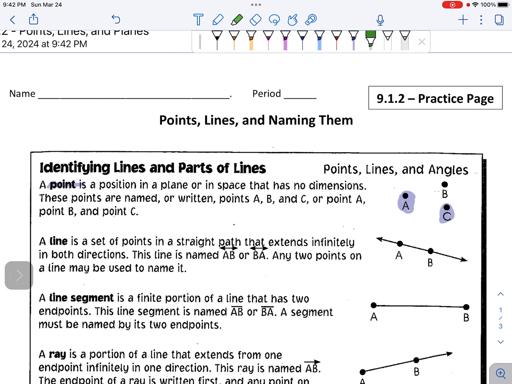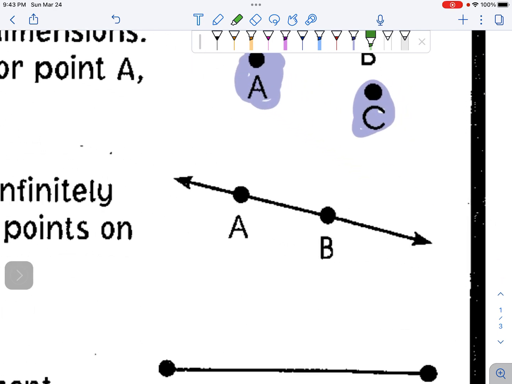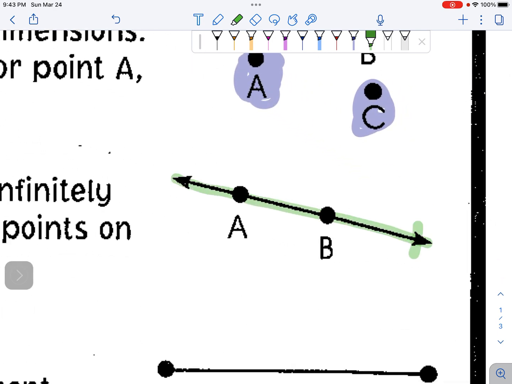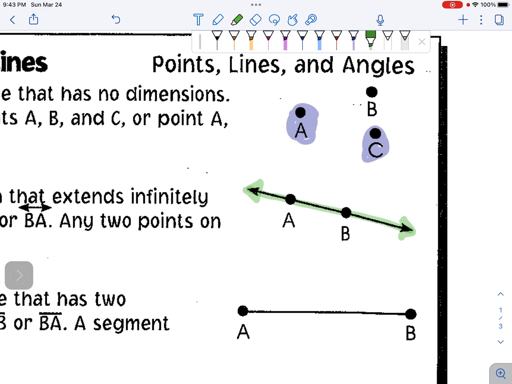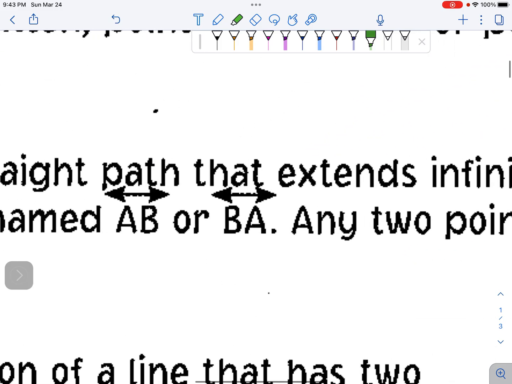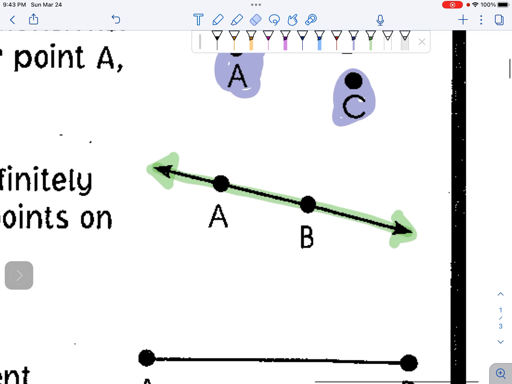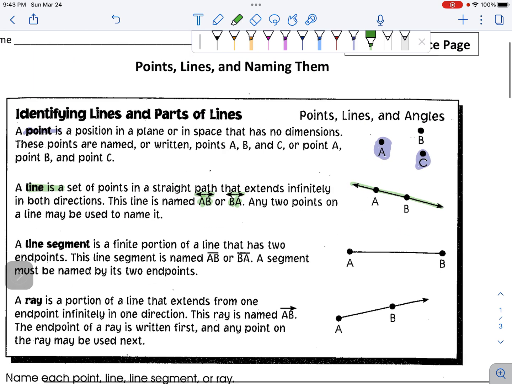A line is a set of points in a straight path. It extends infinitely. So you might notice that here is a line, but on both sides is an arrowhead to show that it goes on forever. We write that with arrowheads on both sides, and we can say that it's line AB or BA. Here's why. If I start near A and keep going through B, I highlight that line. But if I start near B and go through A, do you see that I highlight the same line? So it doesn't matter if you say AB or BA.